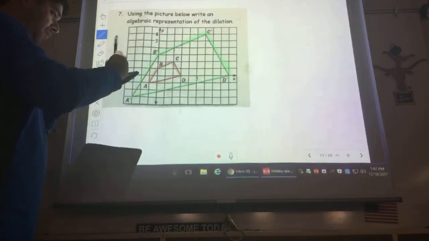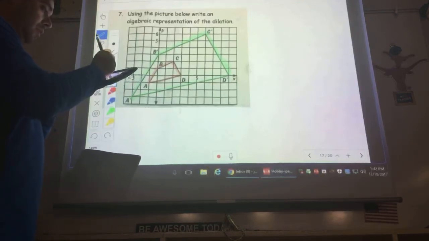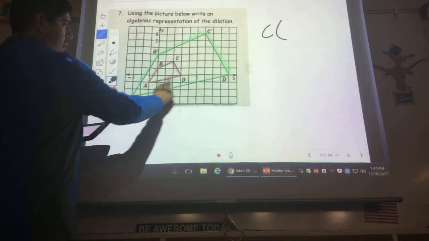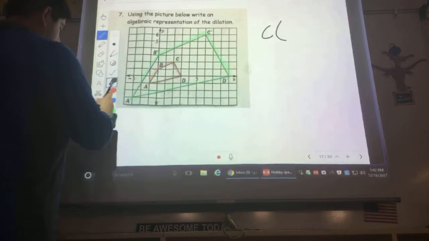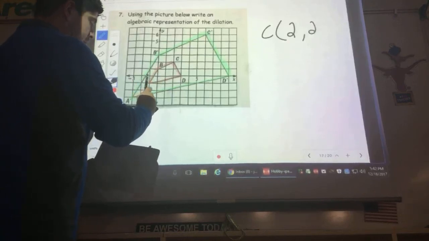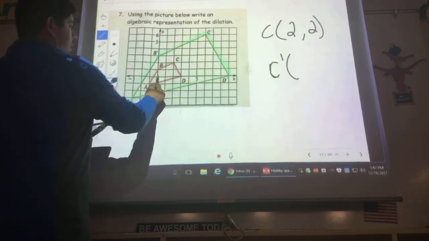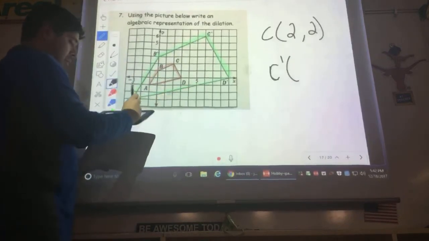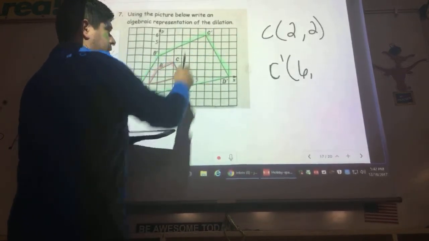All right, point C. So I've got C, which is, here's my origin right here. Where's that? There's the origin. So 1, 2, comma, 1, 2. So 2, comma 2. I know it's kind of hard to see, but I'm helping you out on this one. C prime is going to be 1, 2, 3, 4, 5, 6. So 6, comma, 1, 2, 3, 4, 5, 6. So 6, comma 6.